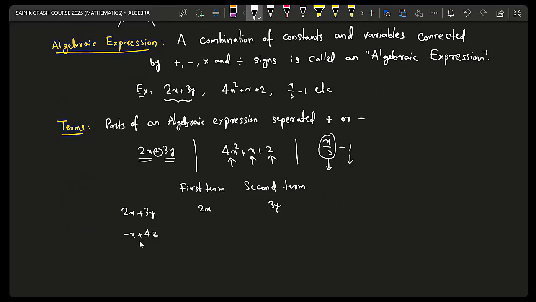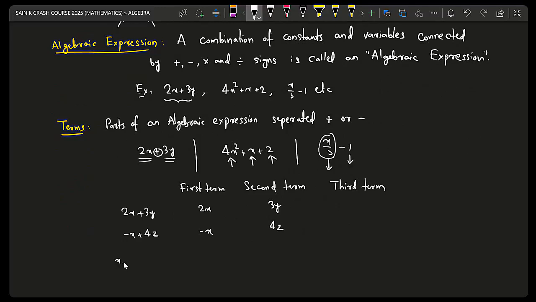Suppose I have minus x plus 4z. This is also an algebraic expression. What is the first term? Sir, minus x. Minus x. And what is the second term? Sir, 4z. 4z. Some algebraic expressions may have a third term also. If it is there, we will write it, otherwise we leave it blank.